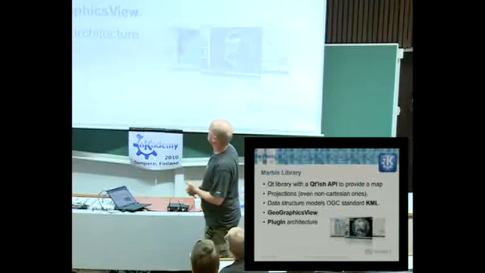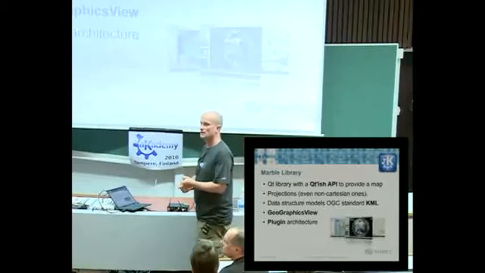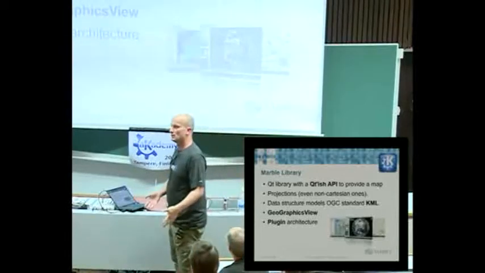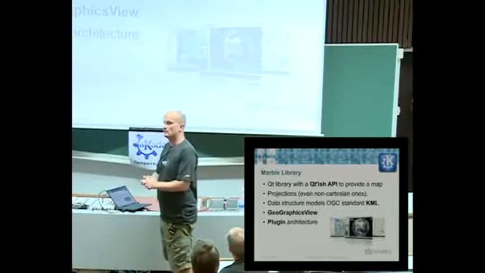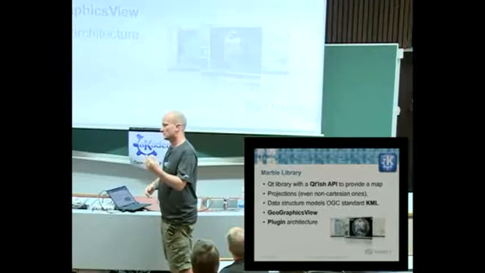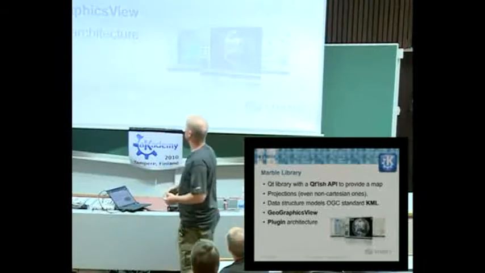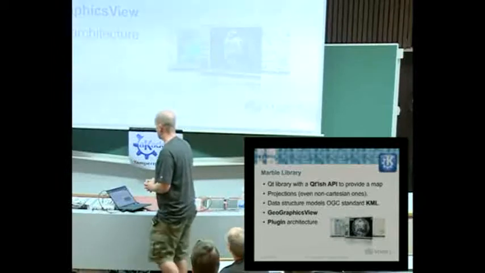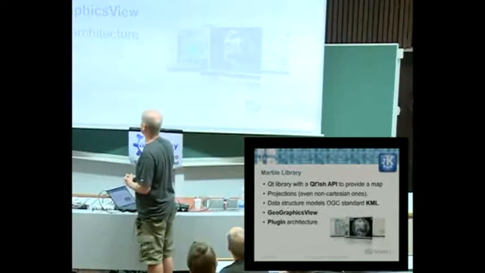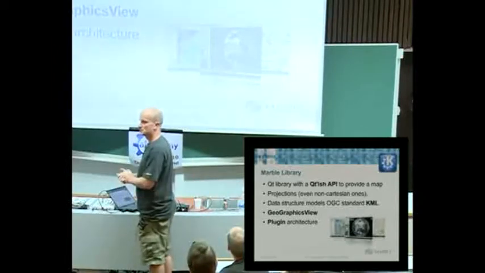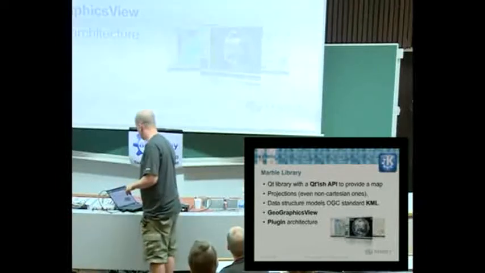And basically, our current goal is to rework Marble towards having a geographics view, kind of a QGraphics view that doesn't use pixel coordinates, but instead geodetic coordinates. That means latitude and longitude. And the whole thing uses some plugin architecture to, for example, display layers or to add the network or the GPS functionality. So you can choose from different implementations there.